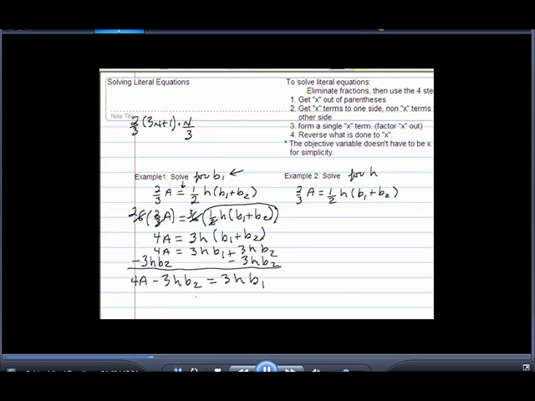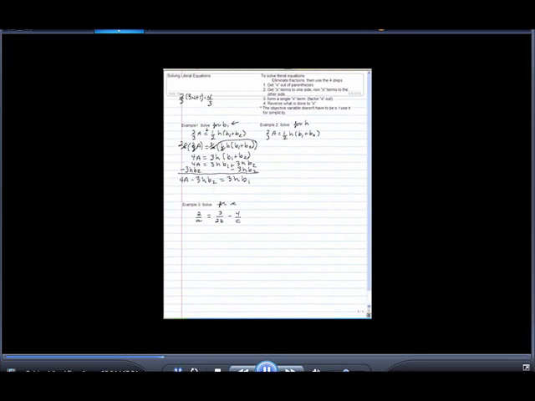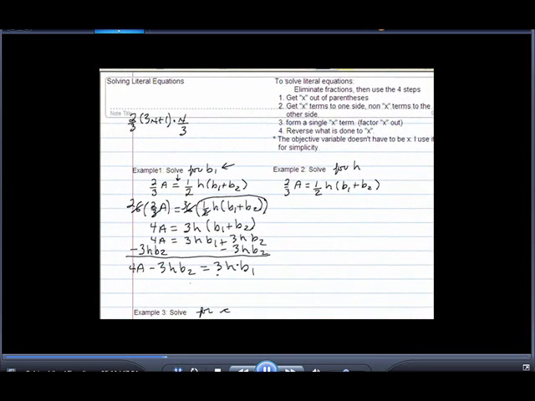Step 3 says to form a single b1 term. Well, I've already got a single b1 term. A single term just means one term, and that's one b1 term, so I don't do step 3 at all. Step 4 says reverse what is done to b1. Now, in order to reverse what is done to b1, you have to know what is being done to b1, and b1 is being multiplied. It's being multiplied by the number 3h. So if I want to reverse multiplying by 3h, I divide by 3h.